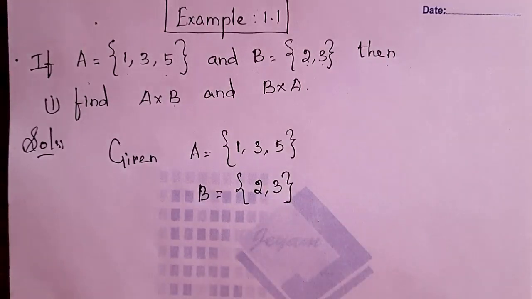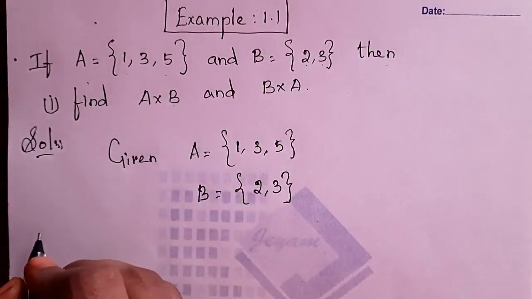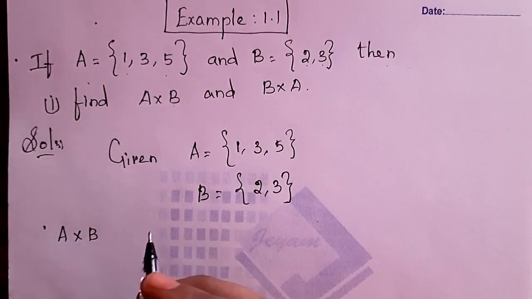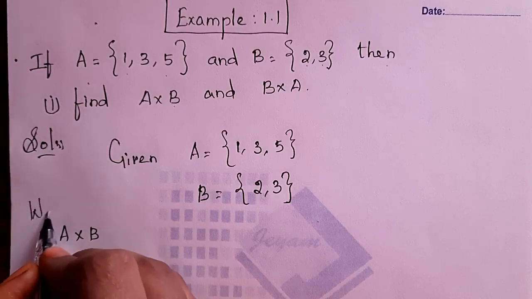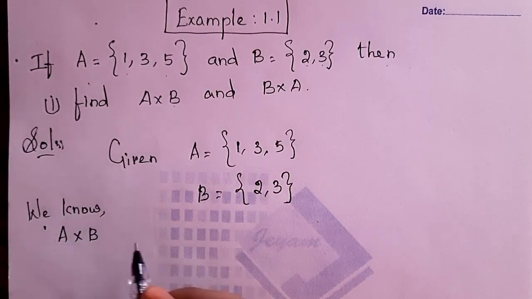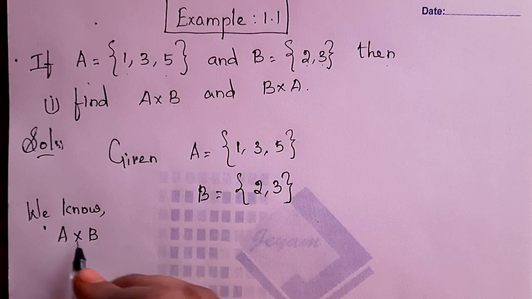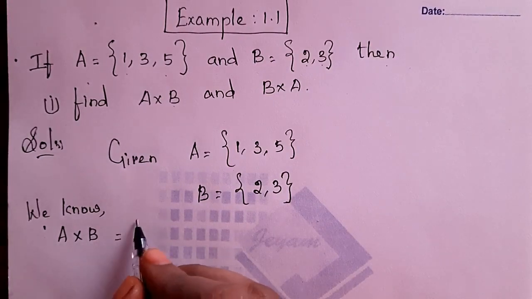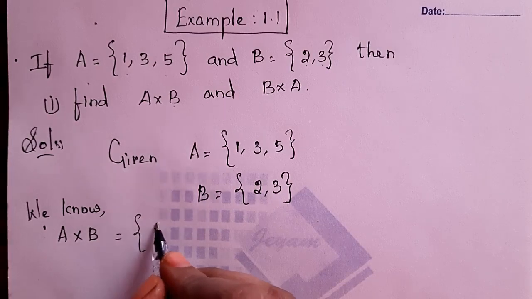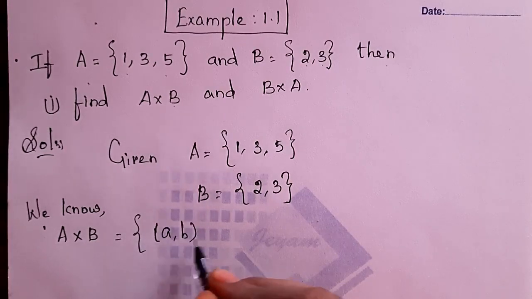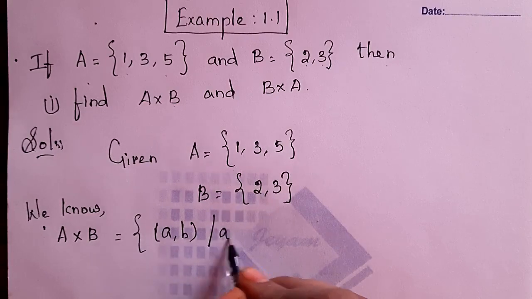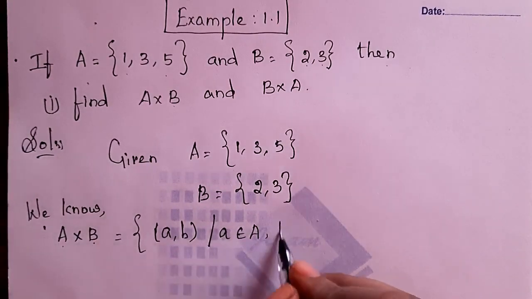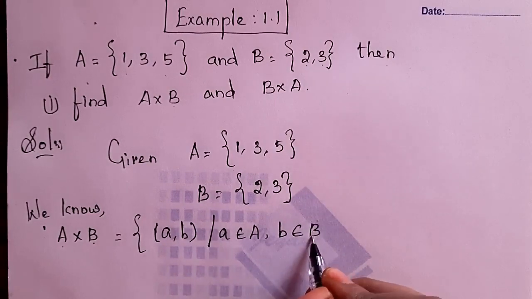Okay. Next we can find the Cartesian product A cross B. We know the formula to find the Cartesian product. How can you define the Cartesian product? A cross B equals the set of all ordered pairs (a, b) such that a belongs to capital A, and b belongs to capital B.